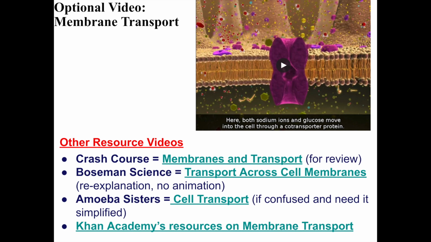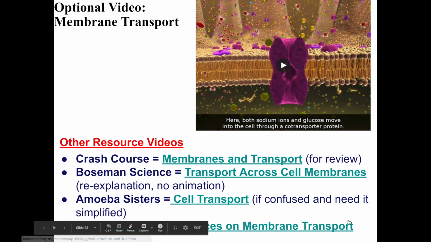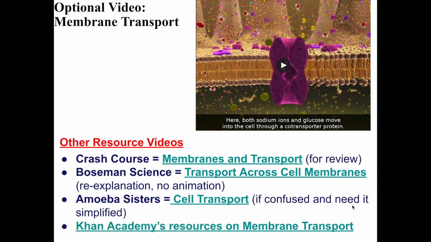Bozeman Science is a slow, thoughtful, very detailed re-explanation of our class material. So if you just want a different way of explaining things, you might want to look at Bozeman Science. If you're just completely lost and you really don't know what's happening, Amoeba Sisters provides really simplified explanations of materials that may help you out. And finally, I listed Khan Academy. Khan Academy's AP Bio website, while a little more advanced than what we go through, often has really thorough, in-depth explanations and drawings that may help you out when you're learning the material or a little confused.